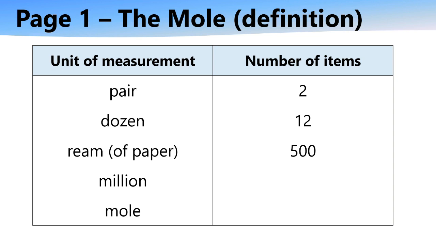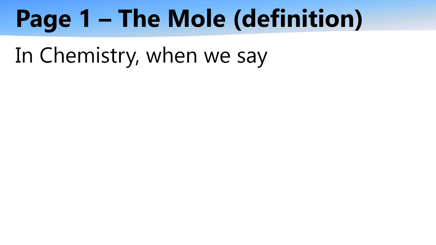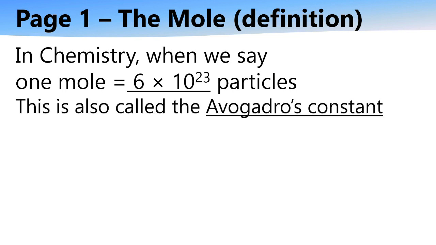And what does a million mean? A million is 1 followed by 6 zeros, or 10 to the power of 6. And a mole means 6 times 10 to the power of 23. In chemistry, when we say 1 mole, that means it is equal to 6 times 10 to the power of 23 particles. This is also called the Avogadro's constant, and sometimes it's also known as the Avogadro's number.